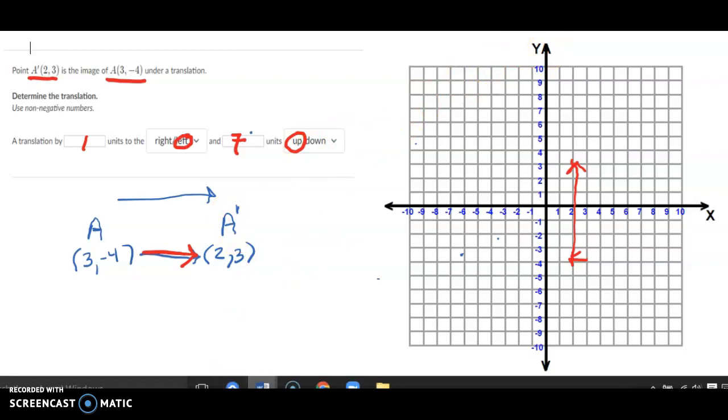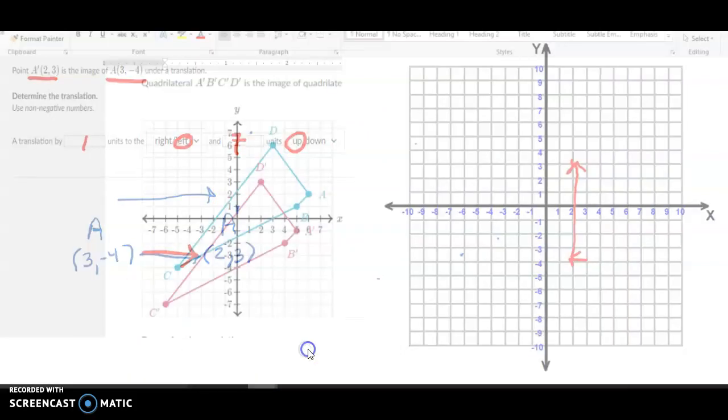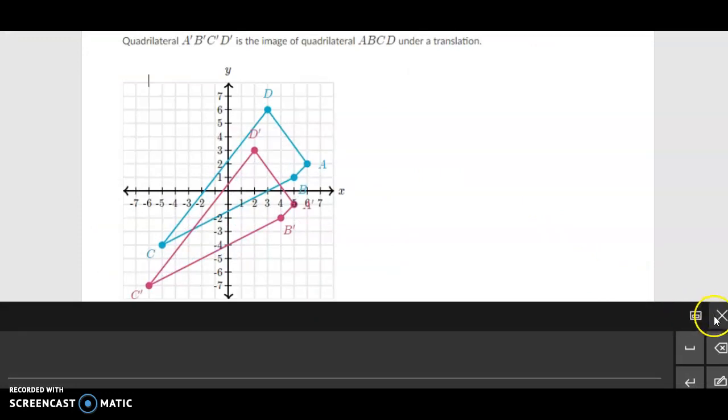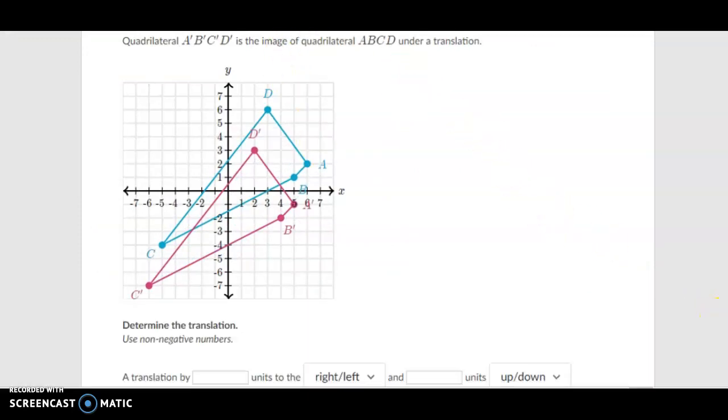Let's take a look at one of the other problems here. All right, just take a look at one point, and I think that will help you determine your translation for these figures. So for instance, we're moving from this point, D, to D prime. If you'll concentrate on the movement necessary for that one point, all the other points are going to have to move under the same translation because the entire figure is moving in the same direction.